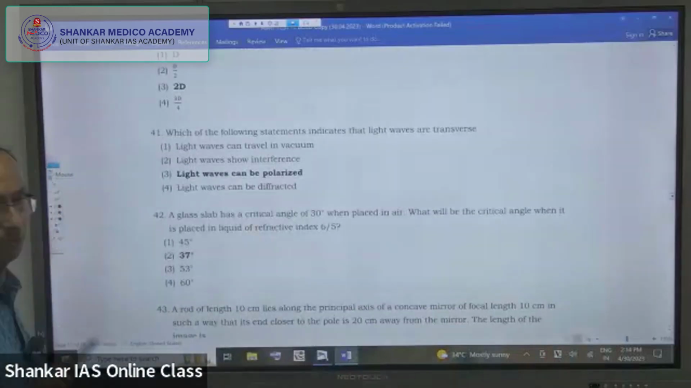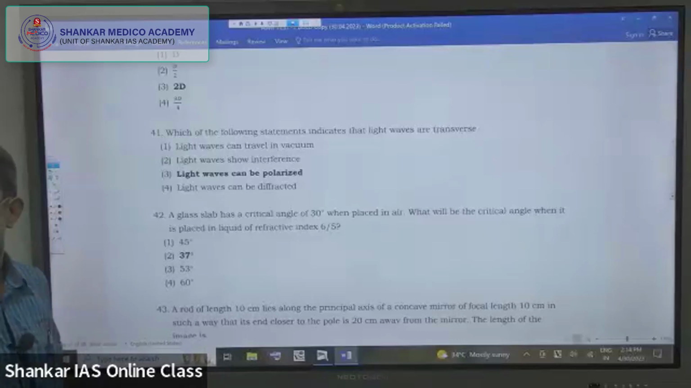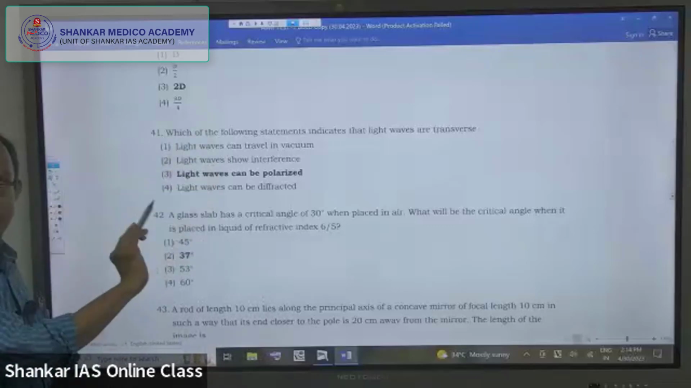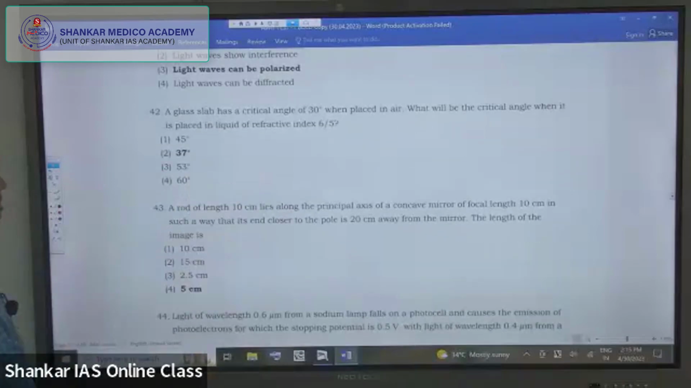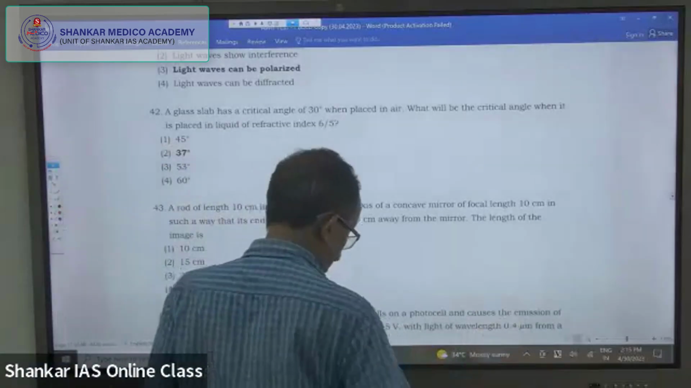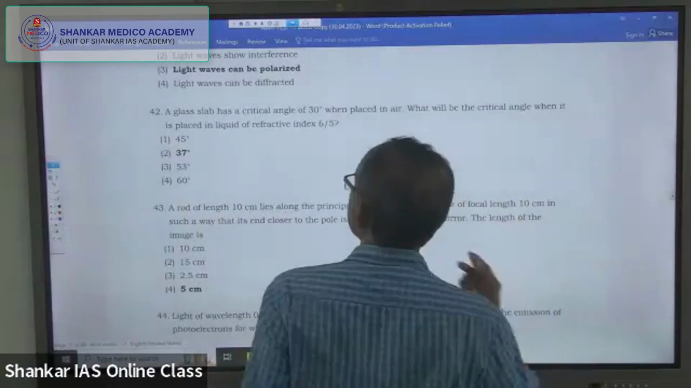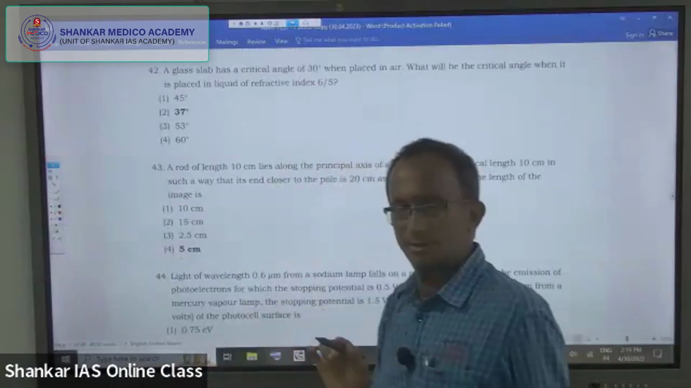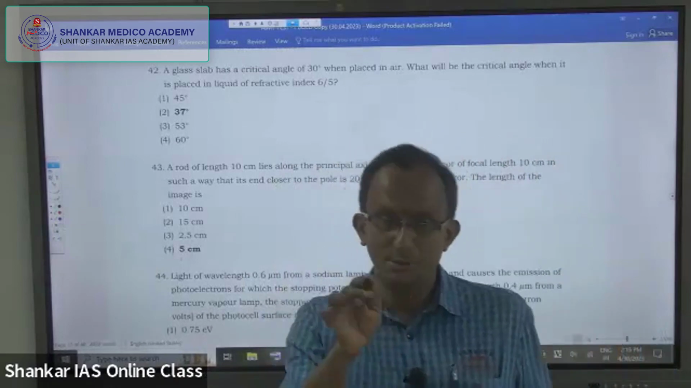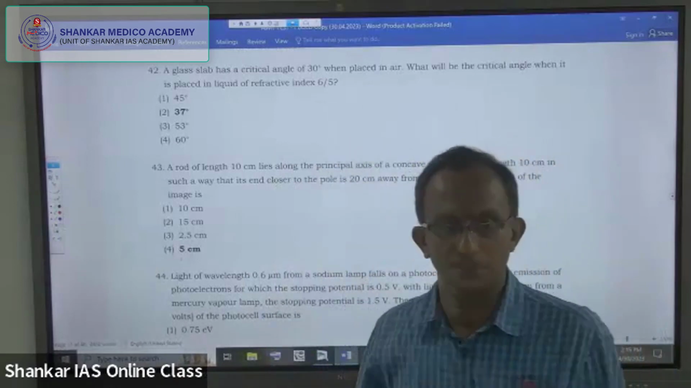Question number 41. Which of the following statements indicates light waves are transverse? Light waves are always polarized. Transverse waves only are polarized. Longitudinal waves are not polarized. So it's correct only, no? Here among the options given, B is not correct. Polarization specifically. This redistribution of energy can happen in the case of sound waves also.